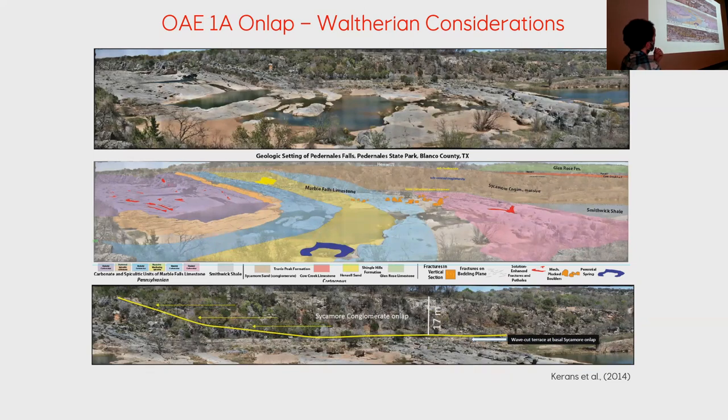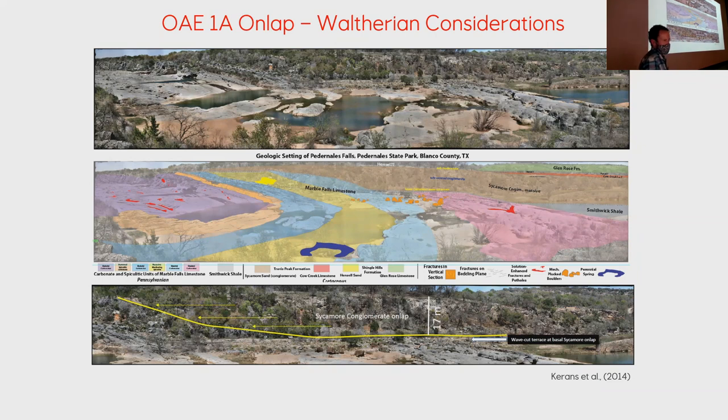This particular area is a park a lot of people like to go to. It's called Pedernales Falls State Park. And again, it's right near Austin. And it's one of those places I've been a lot of times to look at the Pennsylvanian carbonates that are there. And you'll see here in this middle section, you've got the Pennsylvanian carbonates that are dipping about 15, 20 degrees off to the right.